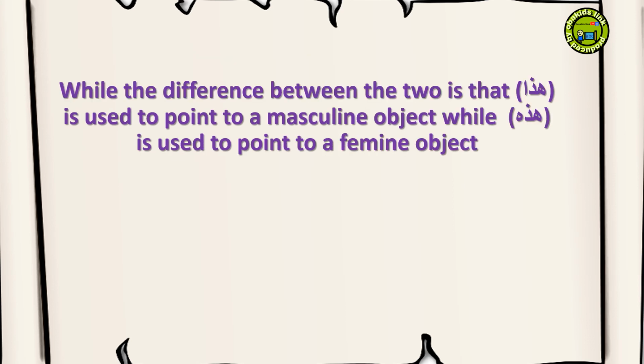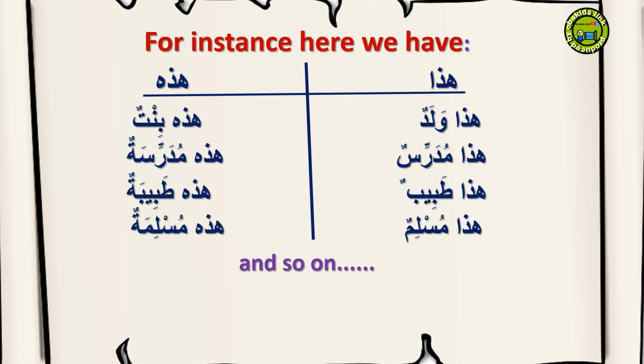While the difference between the two is that haza is used to point to a masculine object, while hazihi is used to point to a feminine object. For instance, here we have haza and hazihi. Haza is used for a singular masculine noun, and hazihi is used for a singular feminine noun.